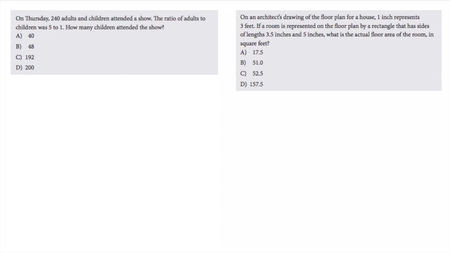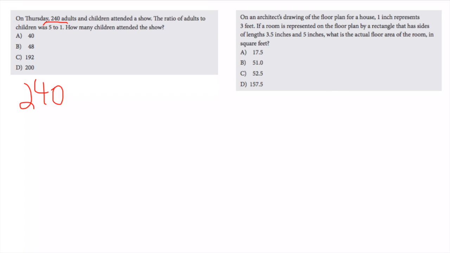Okay, so just a quick review of what ratios are. And let's look at some examples. So on Thursday, 240 adults attended a show. The ratio of adults to children was 5:1. How many children attended the show? Okay. So when we're looking at a total here, we have a total of 240 guests. Okay, and I want to know how many were children.